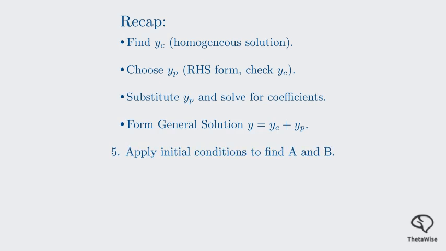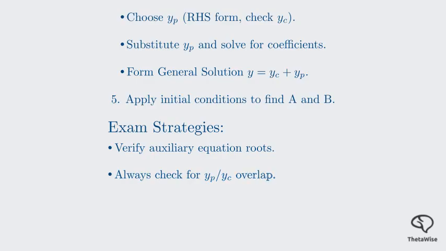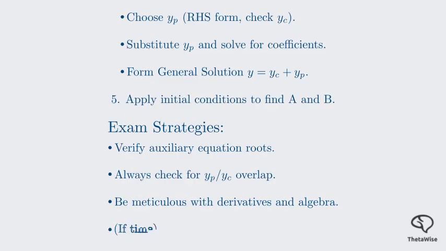For exams, here are a few tips. First, double-check your auxiliary equation. A small mistake here will invalidate the entire solution. Second, always compare yp to yc before you start differentiating. Third, be meticulously careful with product rules and negative signs during differentiation and substitution. These are the most common sources of errors. Finally, if you have time, differentiate your final solution and plug it back into the original equation to verify your answer.